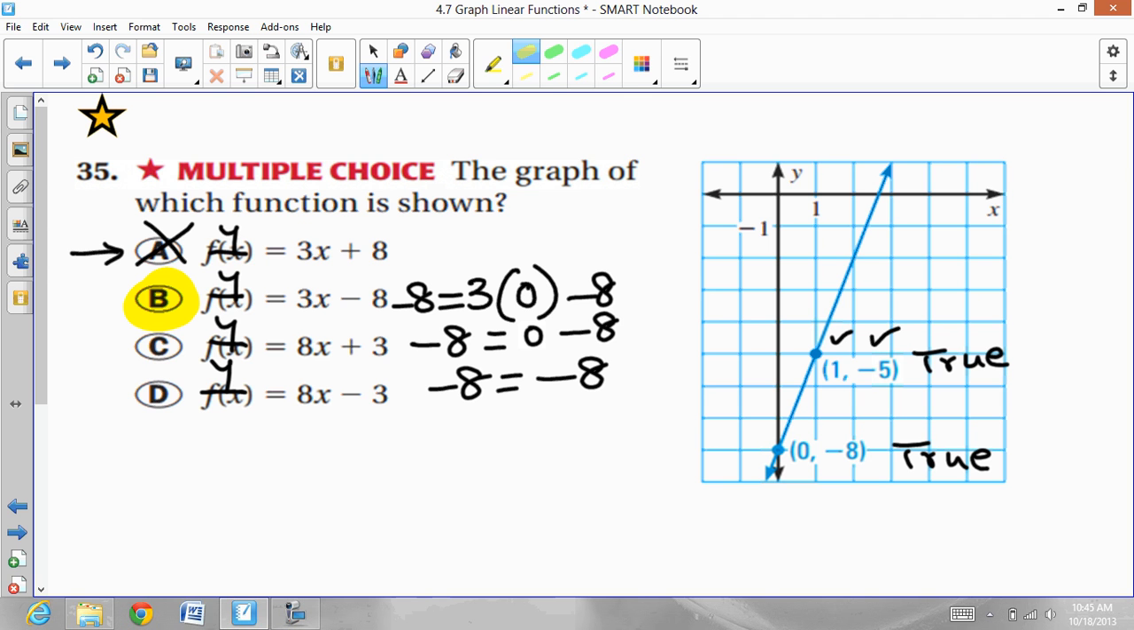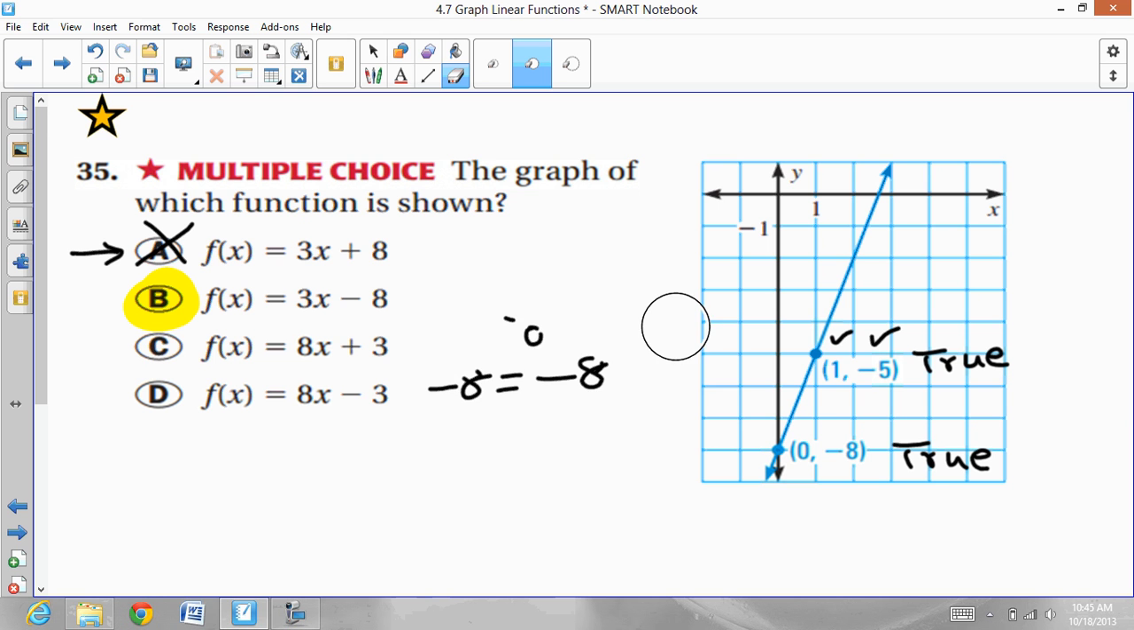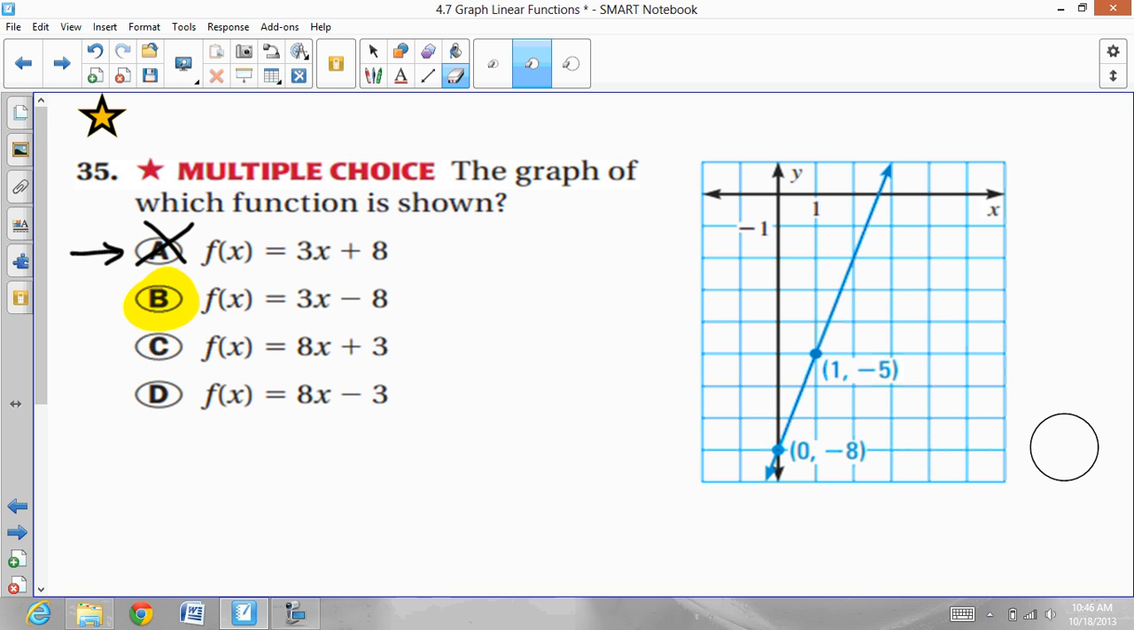And now if I remove this, which is what is given to you, f of x equals 3x minus 8 will be the correct solution. This is just a strategy. An alternate strategy is to take the 2 points given to you, 1 comma negative 5 and 0 comma negative 8, and then you can write the equation using a table of values, or using the intercept, or using the slope intercept form. And once you get the equation, then you can find out which equation matches yours.